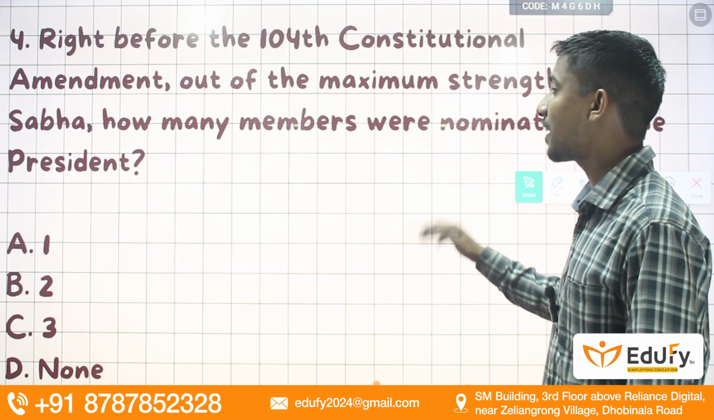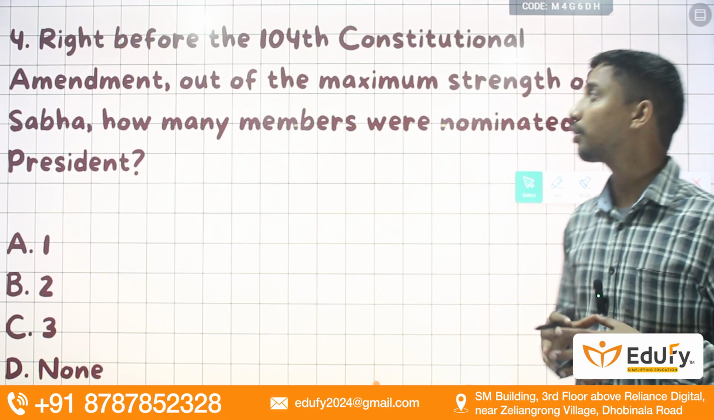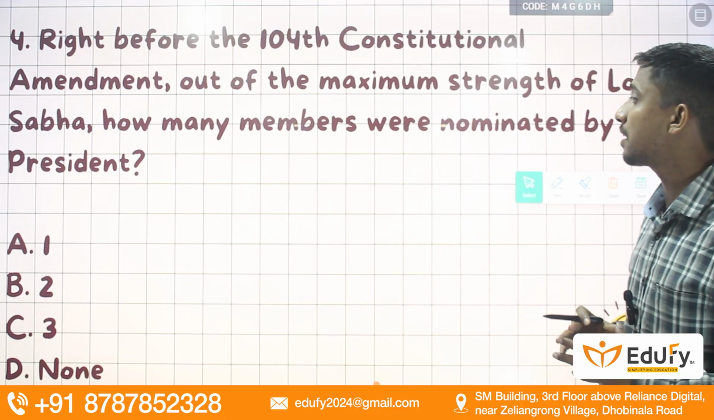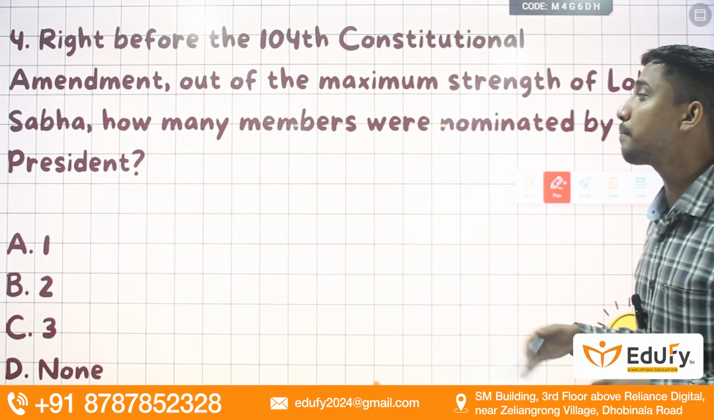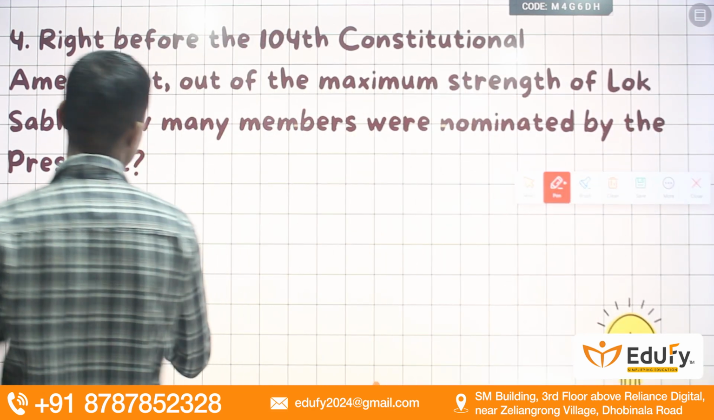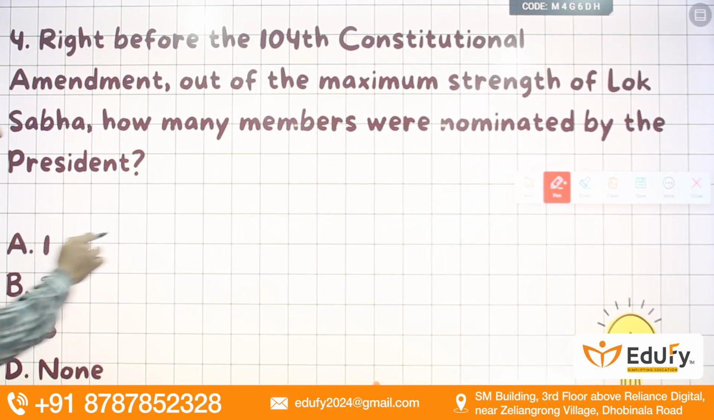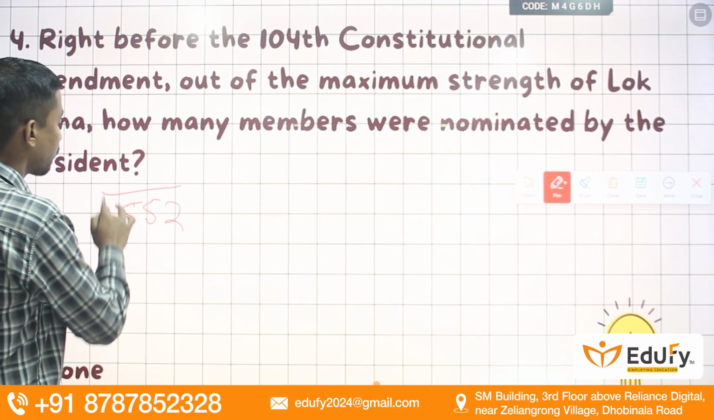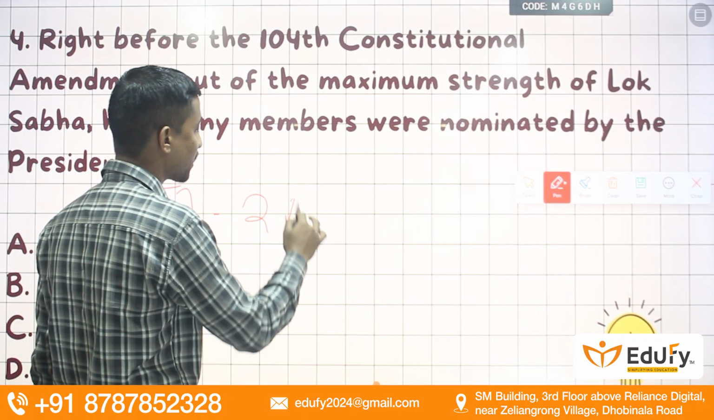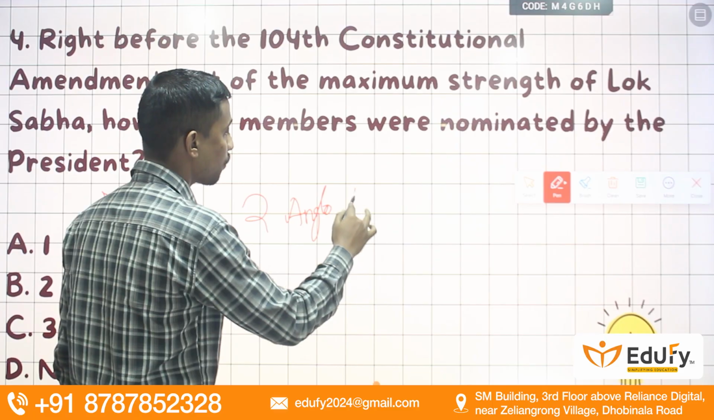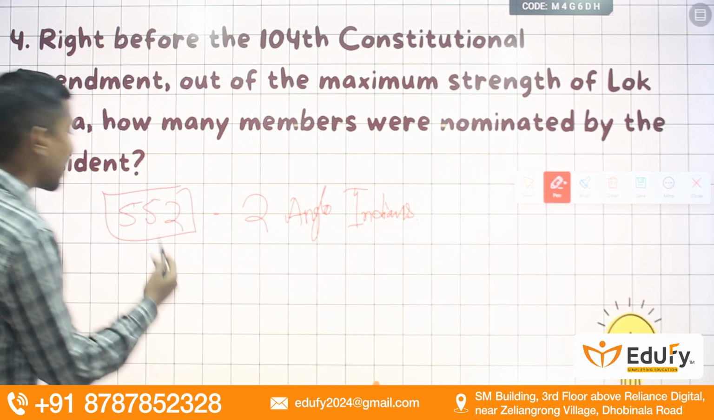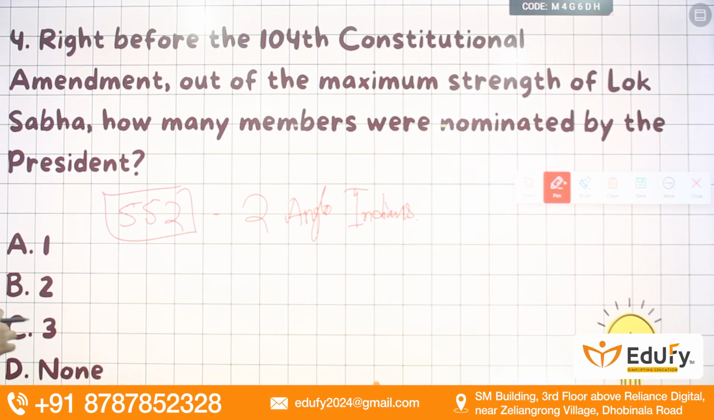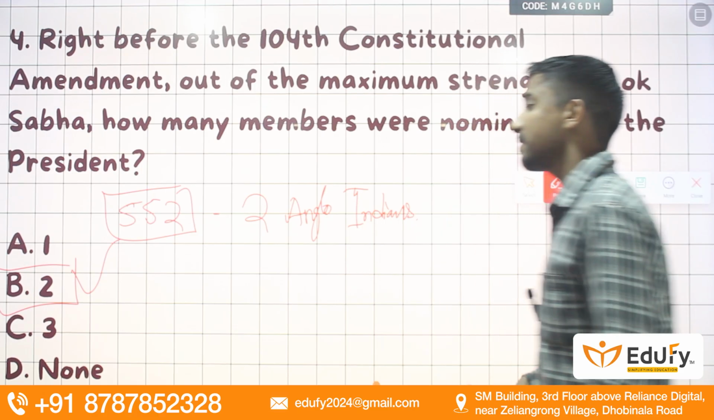Moving towards the next question, guys, we have: right before the 104th Constitutional Amendment Act, out of the maximum strength of the Lok Sabha, how many members were nominated by the President? So it is asking about right before the amendment. As I just mentioned, earlier we had the strength of 552. Out of this 552, two members from the Anglo-Indian community were nominated by the President in the Lok Sabha. However, after the 104th Constitutional Amendment Act, it was removed. So the correct option will be B, that is 2.